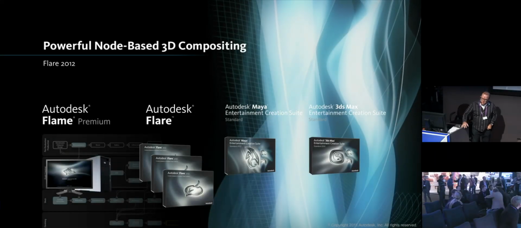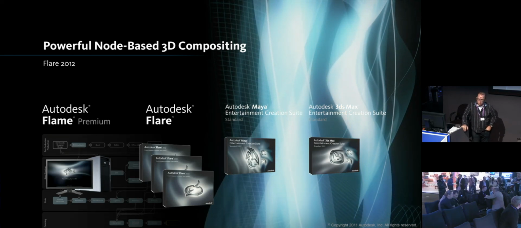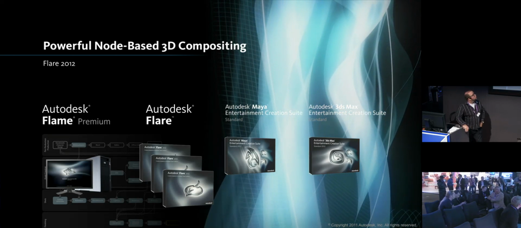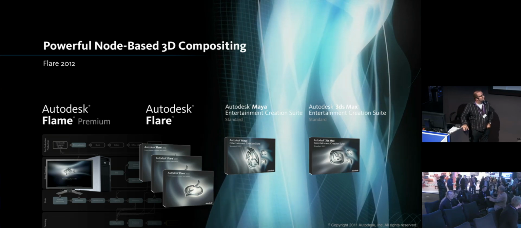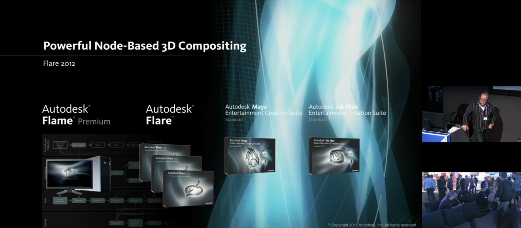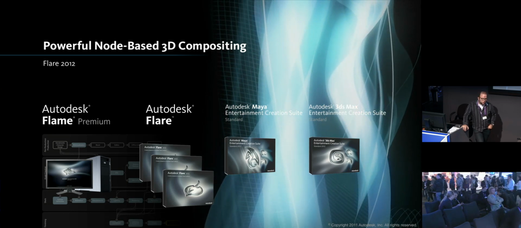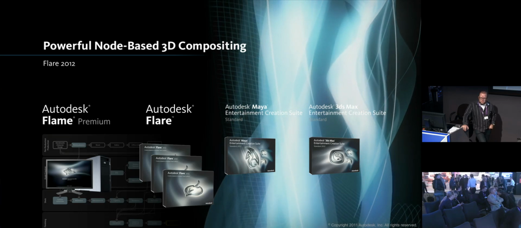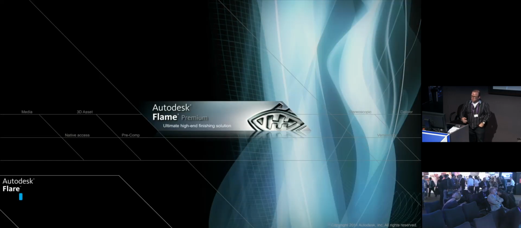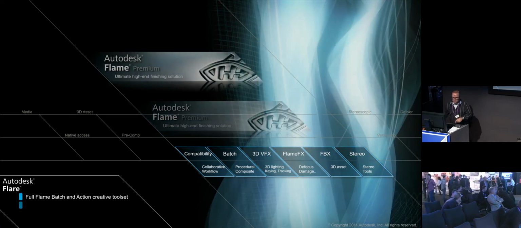Hey, welcome back, guys. This next presentation, called Powerful Node-Based 3D Compositing, is really our look at using Flame Premium, Flare, and Maya, as well as 3ds Max assets, to dive into compositing with CG, as well as what we call our artist-driven versioning system for collaborating between multiple workstations with a version tracking system. So this is going to be a fun one.